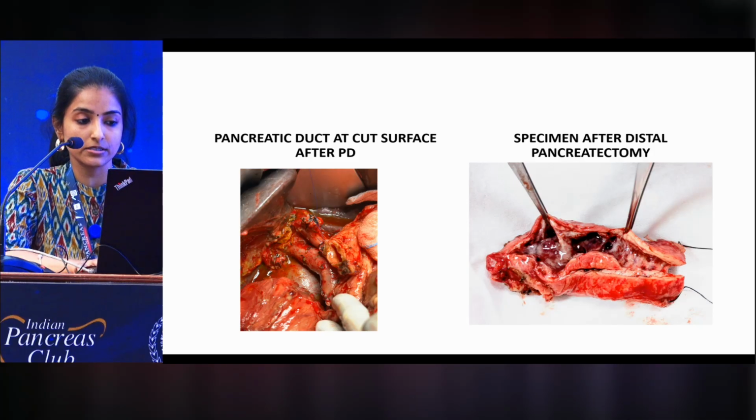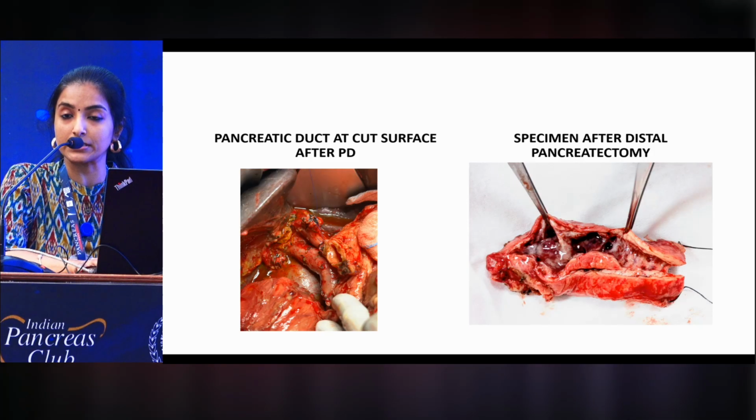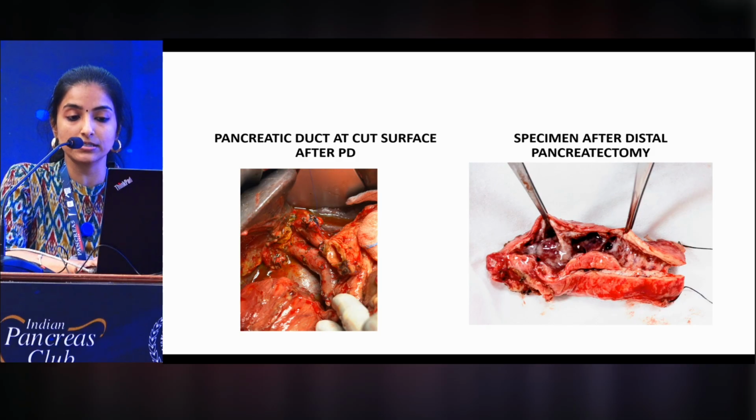Now this is a case on the left where we had to do a Whipple for a patient with IPMN who presented with jaundice, and so we decided to do a Whipple pancreatic duodenectomy, a very dilated duct in the remnant pancreas. And the picture on the right is a mixed duct IPMN predominantly involving the body and tail, and we can see the side branches also dilated here, and the patient underwent a distal pancreatectomy.